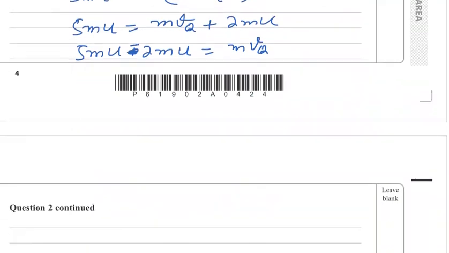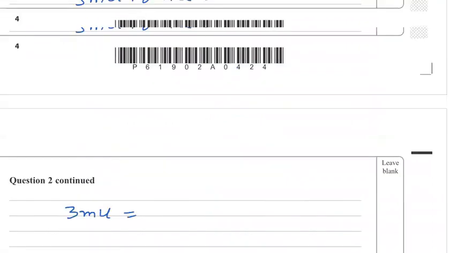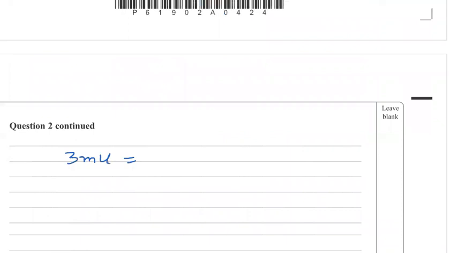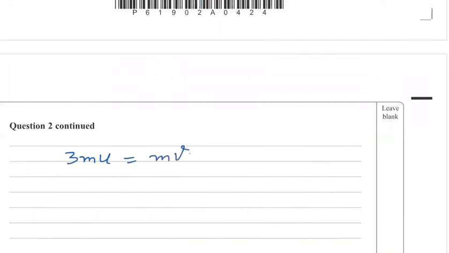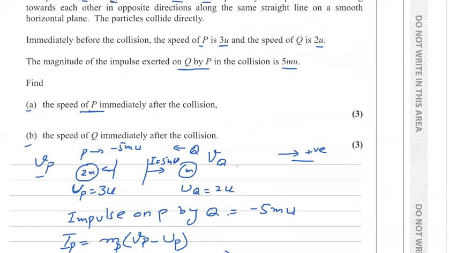Finally, the value of Vq will become 3mu. I will have from here 3mu equal to m Vq. So now Vq will be 3mu over m. It will cancel, so we will have 3u. That is the final velocity of Q. So this is the end of our second question of this paper.